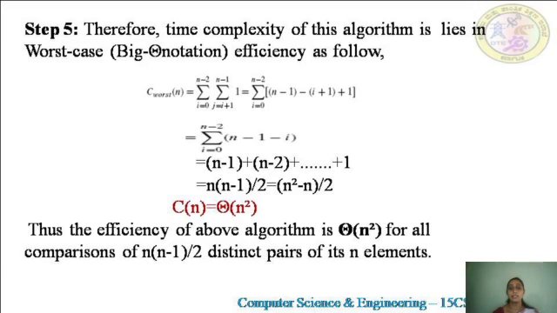So this is the time efficiency. In this way, by applying the general plan of mathematical analysis, we can identify the time efficiency for any of the non-recursive algorithms. I hope you had understood.